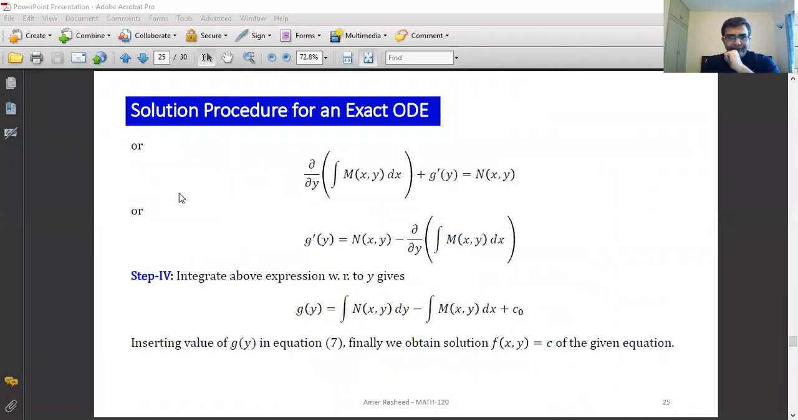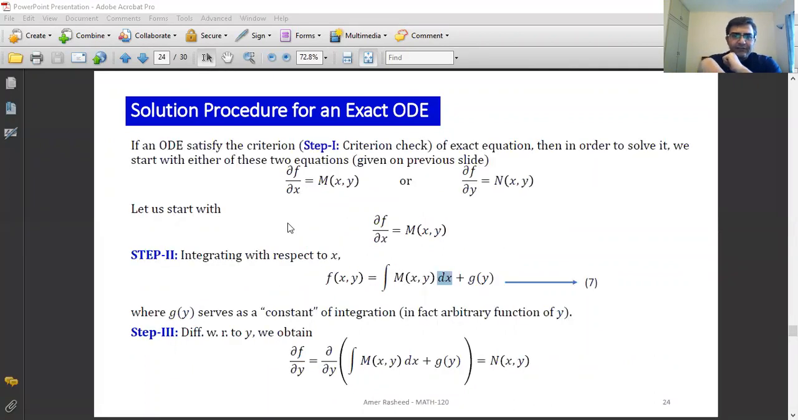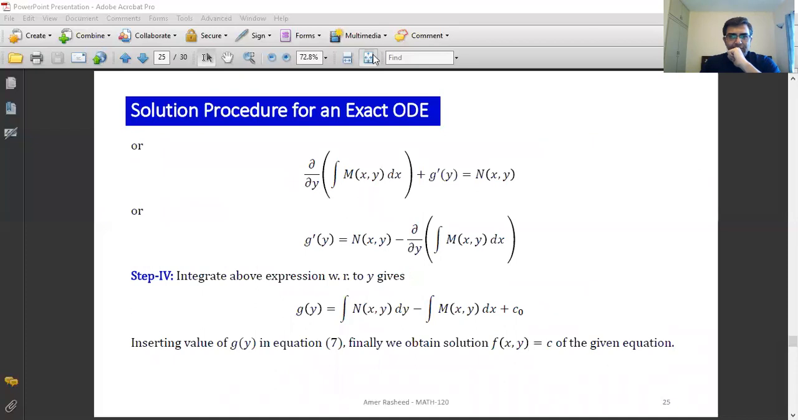Now, proceeding further, when we separate these derivatives, we can write further this thing, which is given here: partial by partial y of the integral of m of xy dx plus g dash of y.